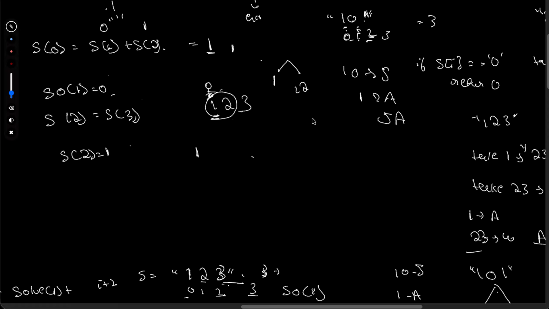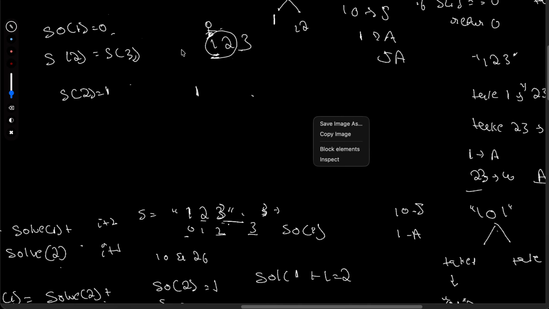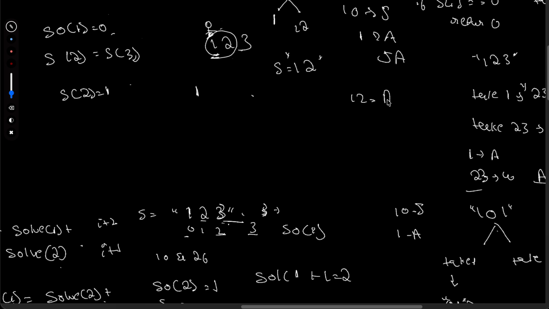So if your string is 12, how many ways? 12 can be decoded as A and B, and 12 is L, so total 2 ways. So how did we get 2? Because ways of 12 is equal to ways after taking 1 place plus ways after taking 12.